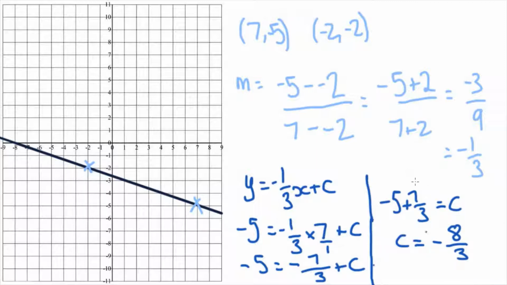Now, if you're not too sure how to add these two things together, I'll go through that in a later video. But if it's a calculator paper, you can obviously use a calculator. Alright, so now let's put this all together to get our final equation. So we have y is equal to minus a third x minus 8 over 3.